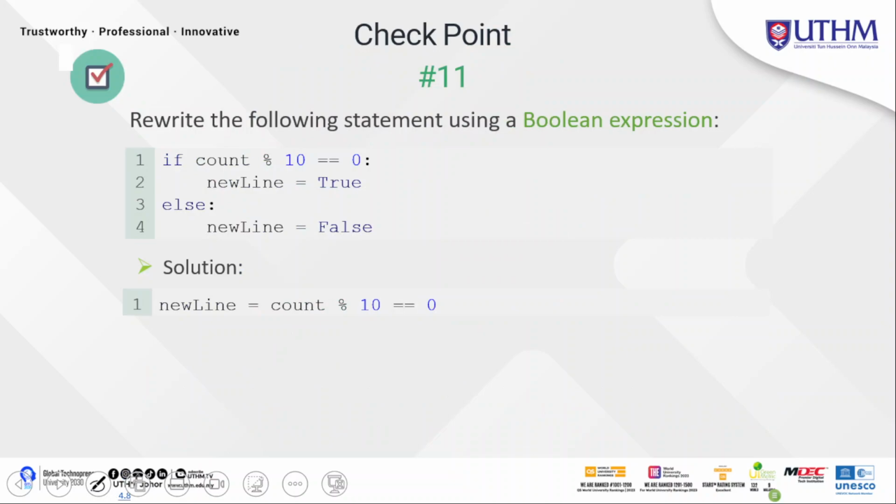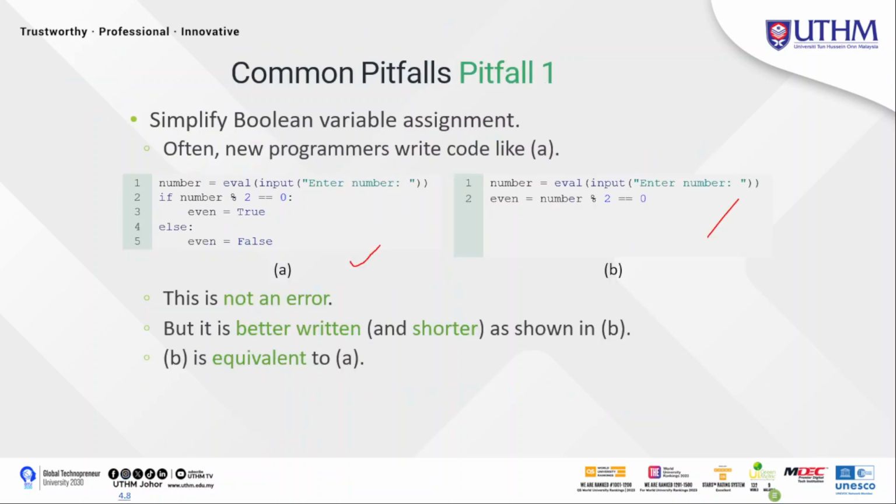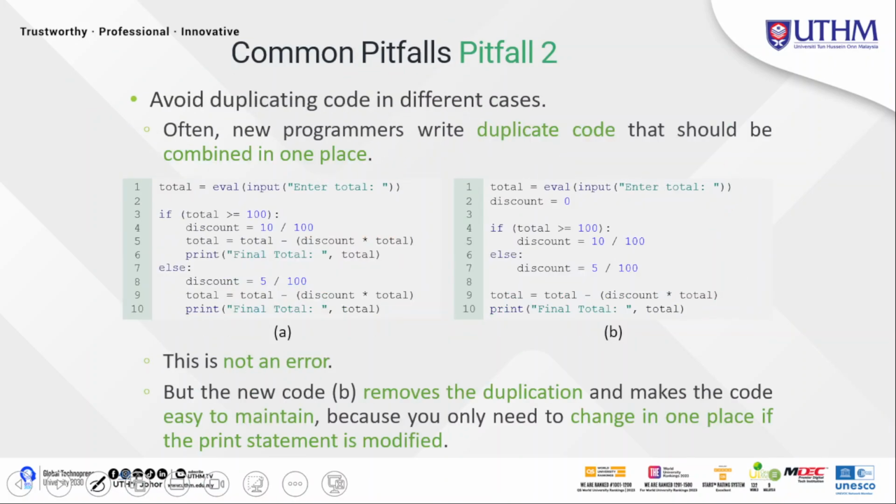Okay, so rewrite the following statement. If count divisible by 10, newLine is equal to true, else newLine false. Solution: you can convert these two just like the formula, like the even example just now, this one.